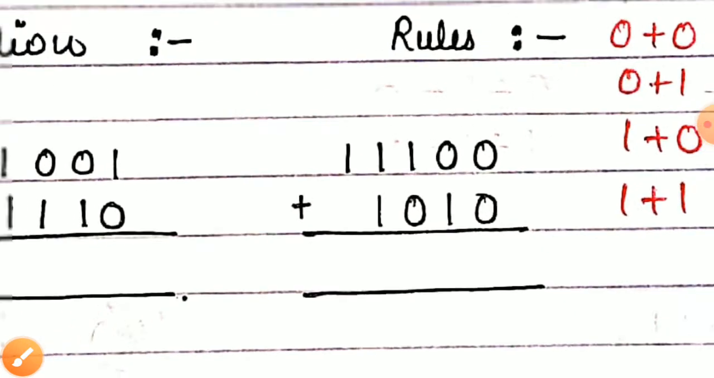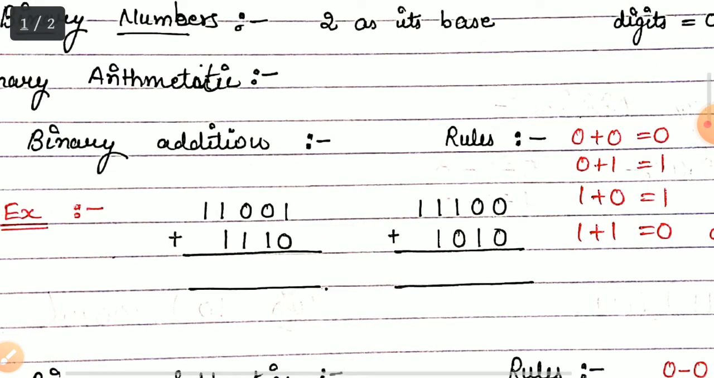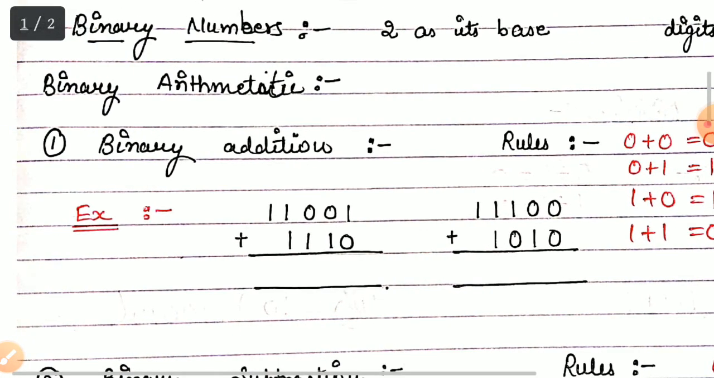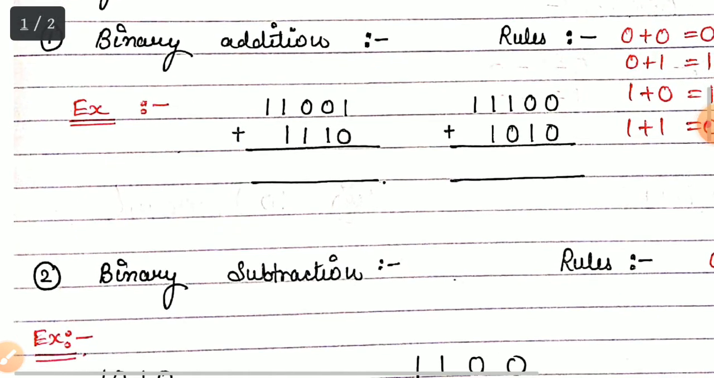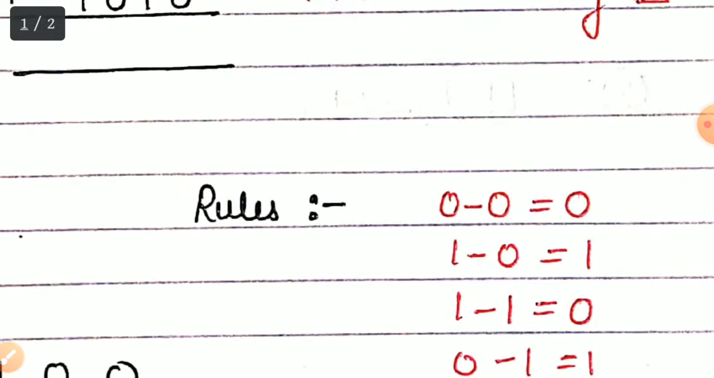Fine. So like this binary arithmetic we are going to do in this chapter. Now this was about binary addition. Let us see binary subtraction as well. So as for addition, we are also having some rules for subtraction. Let us see some rules.